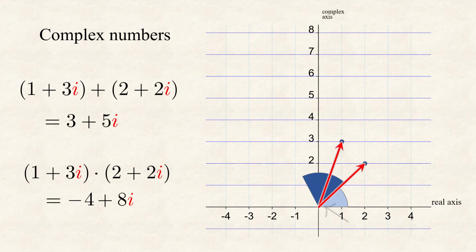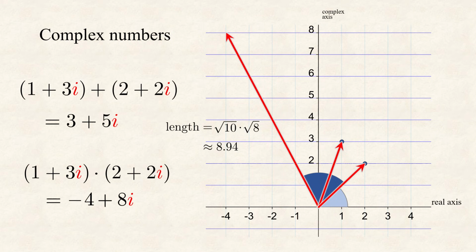And second, we need to measure the distance of the initial numbers to the origin, so this length, which is also called the absolute value. It turns out their product will have precisely the product of their lengths as length. If we follow this construction, we indeed again end up at -4 plus 8i as before. And that's all you need to know. When multiplying, the angles get added and their length to the origin gets multiplied.